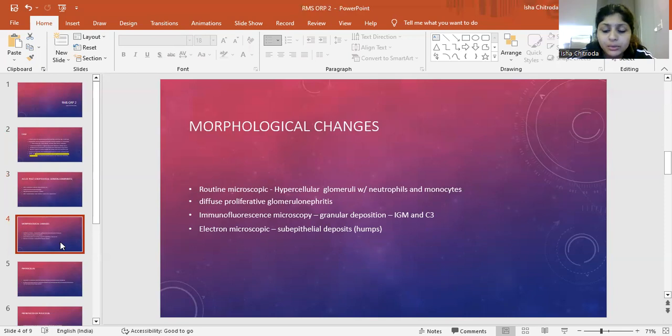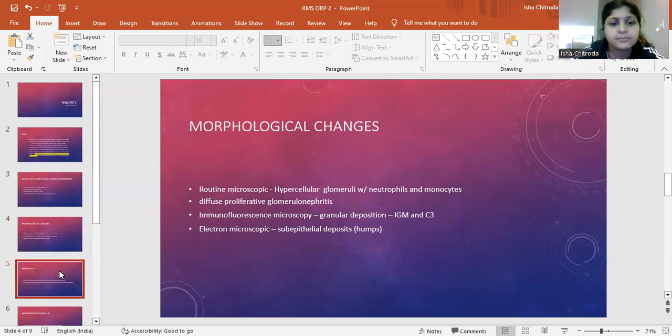So the morphological changes you would see here in the light microscope is that you would have hypercellular glomeruli because of neutrophils and monocytes because of the infection, as well as diffuse proliferative glomerulonephritis. In the immunofluorescence microscopy, you would see granular deposition, also of IgM and C3. And in the electron microscopy, you would see subepithelial humps or deposits.